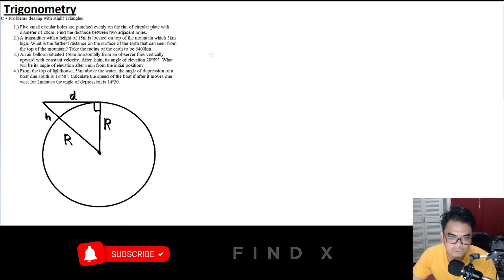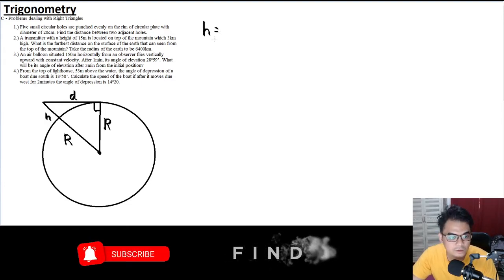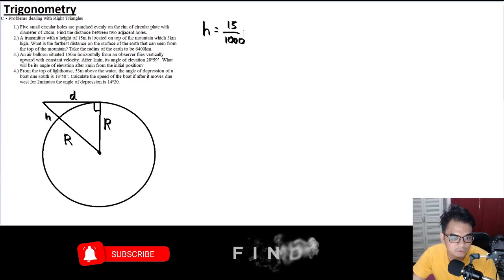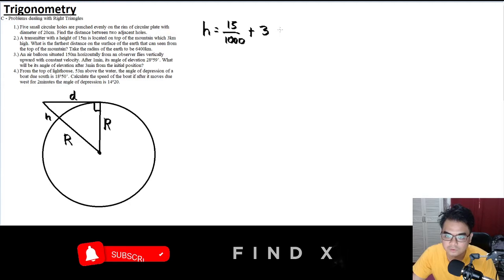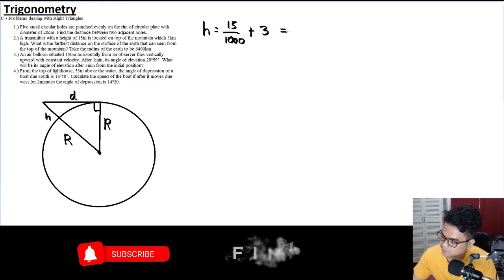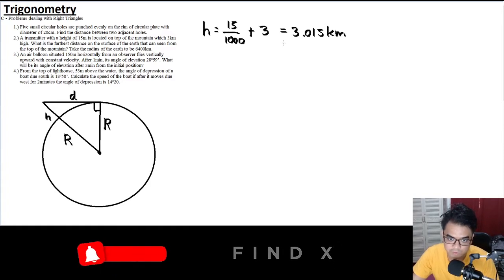If we want to compute, let's first compute for H. H will be 15 meters. No, it should be in kilometers. So 15 meters over 1,000 to make it in kilometers plus 3 kilometers high for the mountain. So this will be your H. This is 3.015. Is that right? Yeah. So this will be 3.015 kilometers. So this is simple.